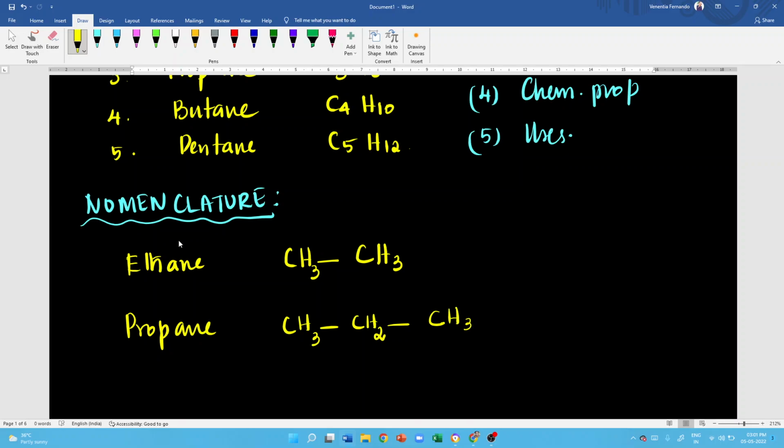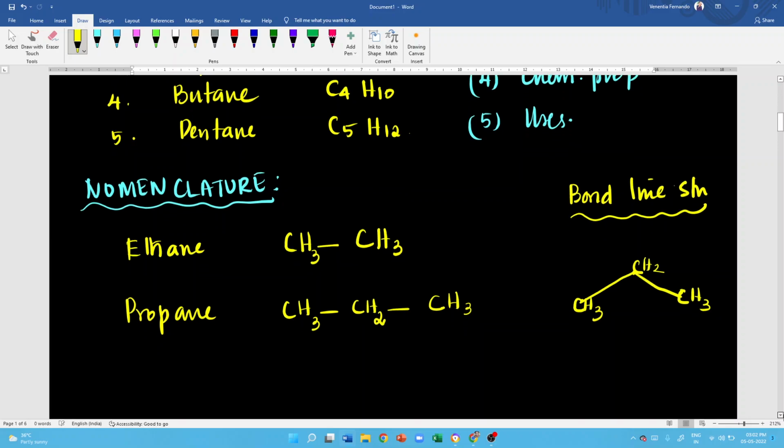How do we write this as a bond line formula? So we must know the bond line formula. Bond line structure. So 3 carbon, 1, 2, 3. So this is the bond line structure of propane. Each bend and each point denotes one carbon. This is a C, this is a C, this is a C. Since one bond is there, it is CH3. In this carbon there are 2 bonds, so CH2 and this is CH3, and this structure is known as bond line structure.